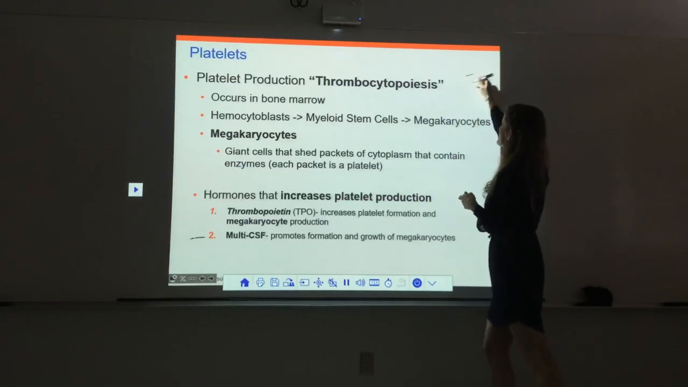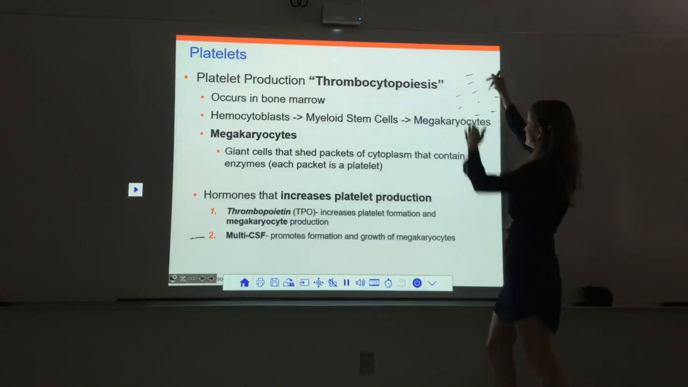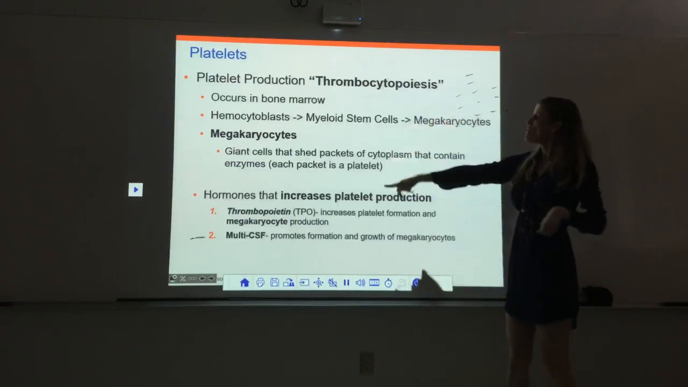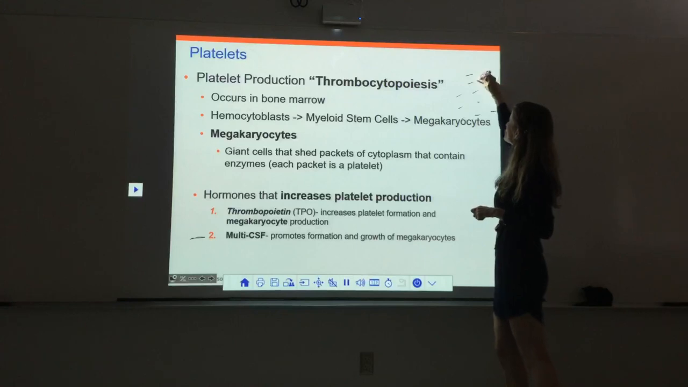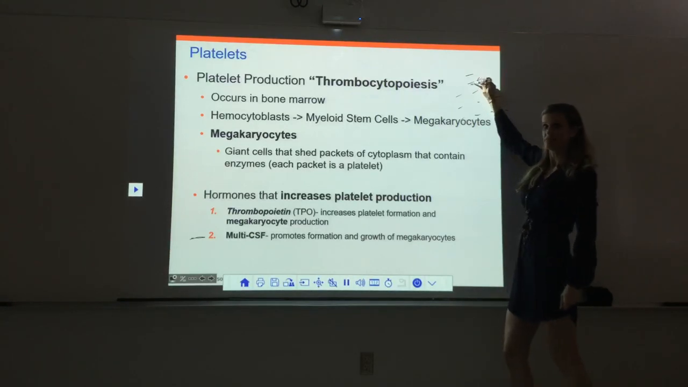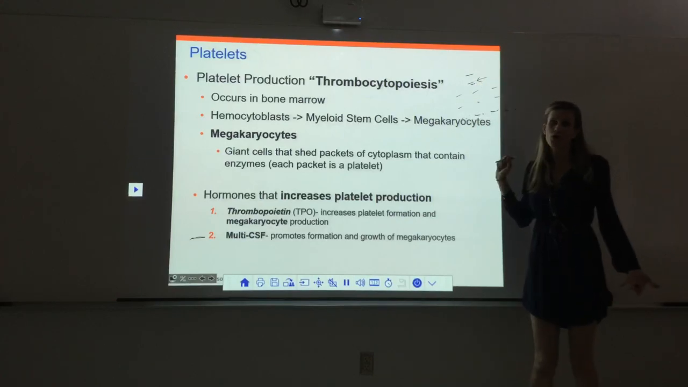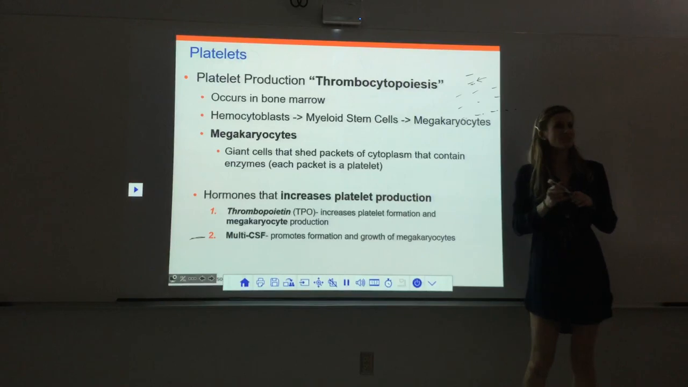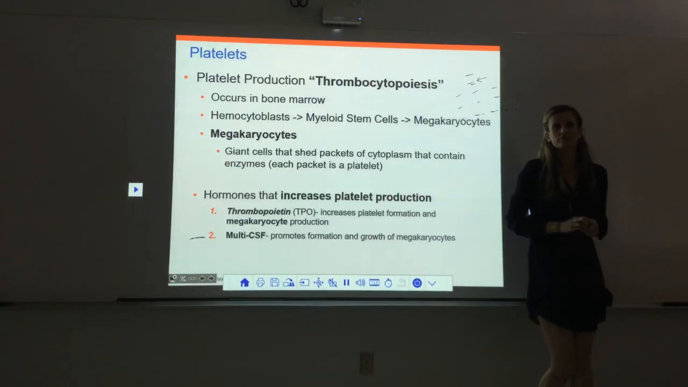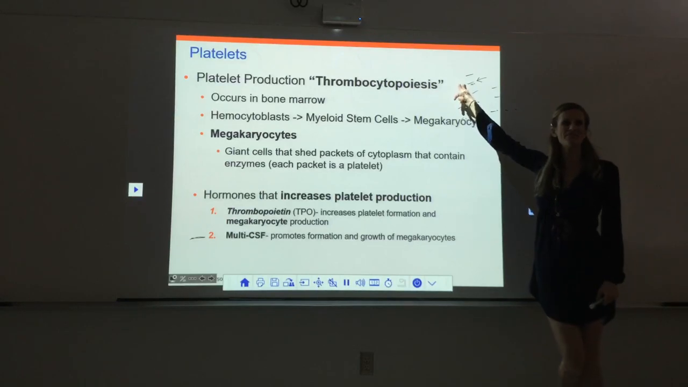Like if we had hemocytoblasts, myeloid, and then we had subdivisions, and we've got all these divisions that are occurring. Remember that the multi-CSF is working really high up here. So if we stimulate this division, we're going to stimulate all of these byproducts too. So multi-CSF stimulates what? The production of what? What comes from my white stem cells?